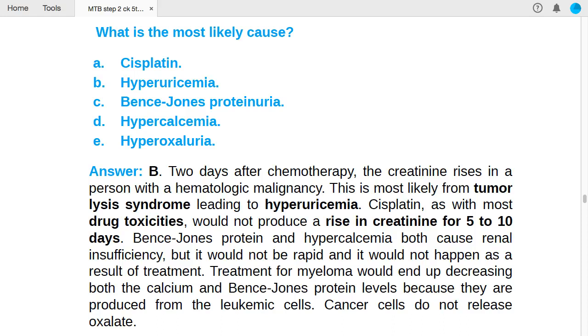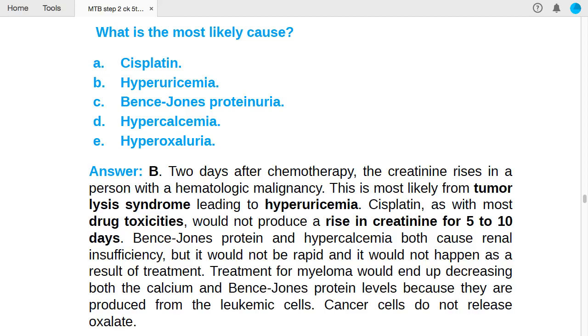So if we are treating the myeloma, definitely we are going to see low calcium and low Bence-Jones protein levels, because they are produced from the leukemic cells. When we kill the leukemic cells with the help of these chemotherapeutic drugs, we will see a low amount of calcium and a low amount of Bence-Jones protein. Cancer cells do not release oxalate, so there is no point of hyperoxaluria. That's the E option here. So we will never find hyperoxaluria in these patients. Why? Because cancer cells do not release oxalate.